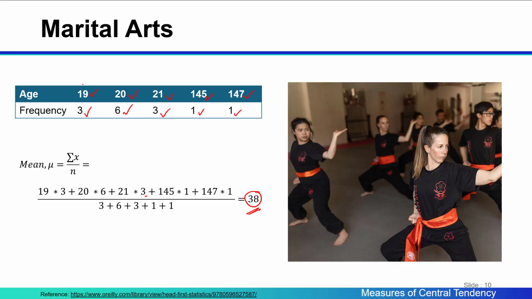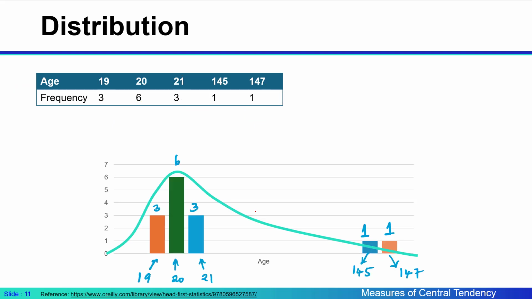We have a distribution where the people's ages are between 19 to 21, and at the extreme values, people with the age of 145 to 147. But my mean is saying the average age of the class is 38, which is completely misleading. Let's look at the distribution of the data. At age 19, 3; age 20, 6; age 21, 3; at age 145 and 147, 1 each.